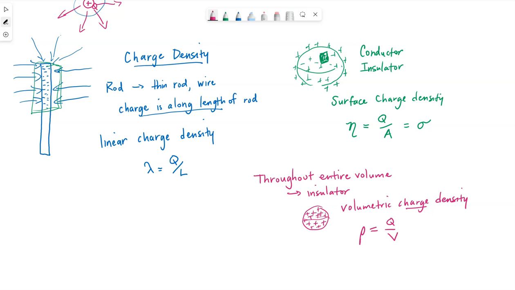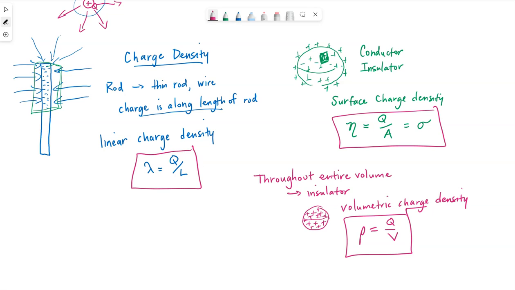These densities, however the charge is distributed, will come into play in determining and calculating the electric field around any one of these objects. And so we want to build on that and find the electric field. We're going to start with something like a rod, because it's the easiest as far as integration is concerned, typically.